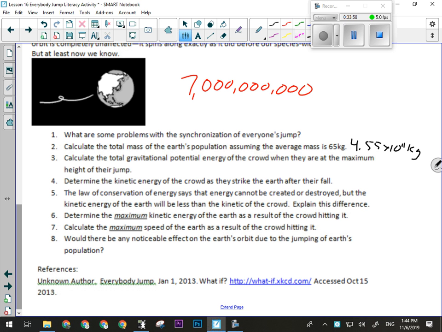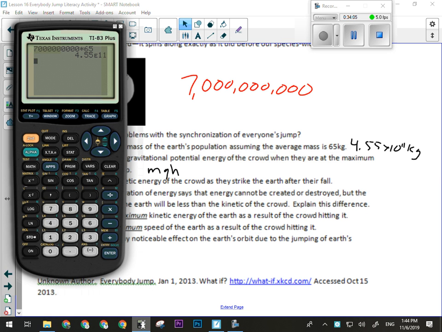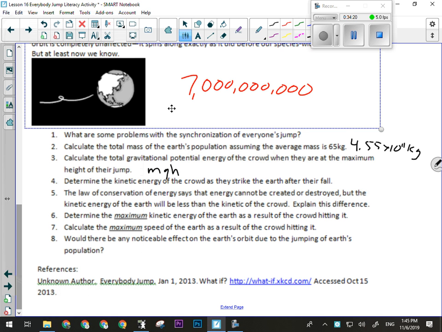Calculate the total gravitational potential energy of the crowd when they're at the maximum height of their jump. Mass times gravity times height. So I'm taking that number, multiplying by 9.81, and then multiplying by 1/2 of a meter, because that's how high they told us everybody was going to jump. So we have 2.23 times 10 to the 12 joules worth of potential energy when the crowd is hanging in the air at their maximum height.